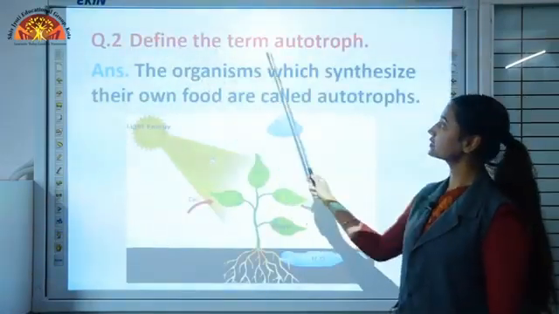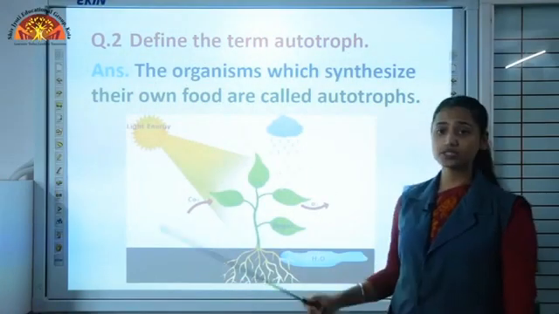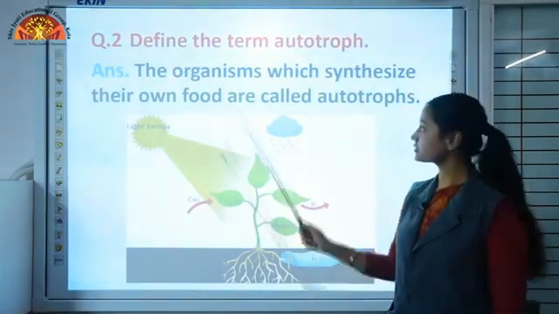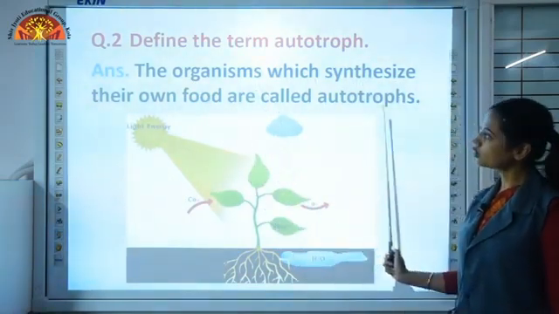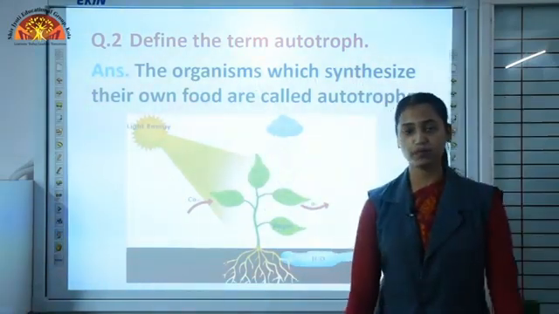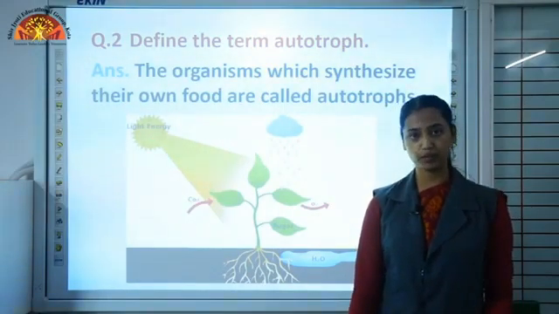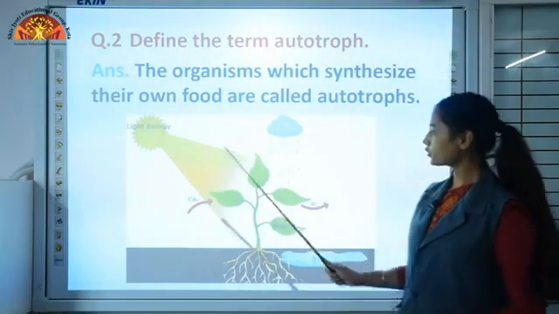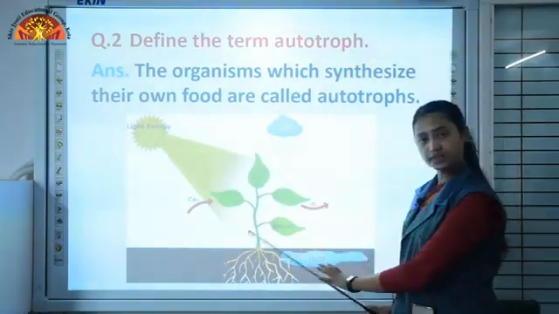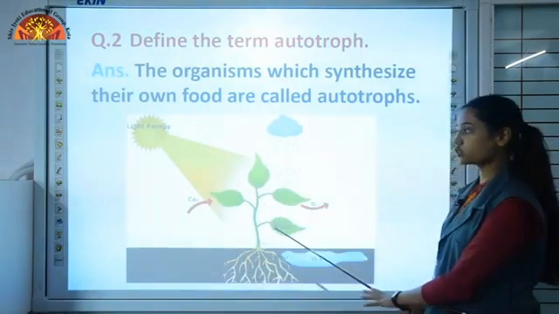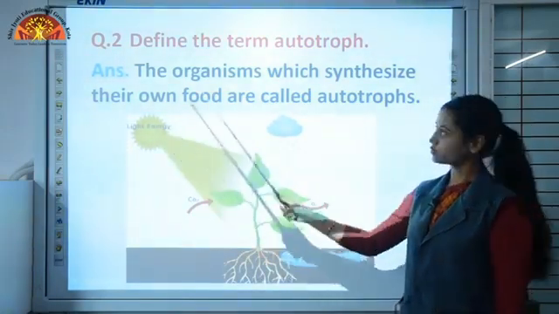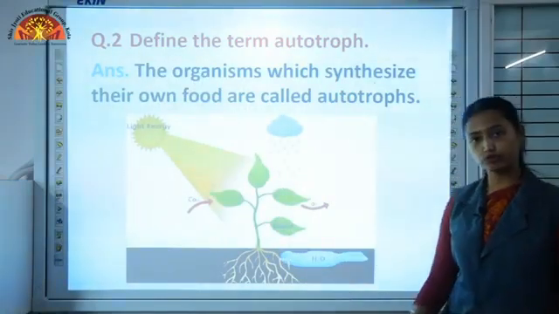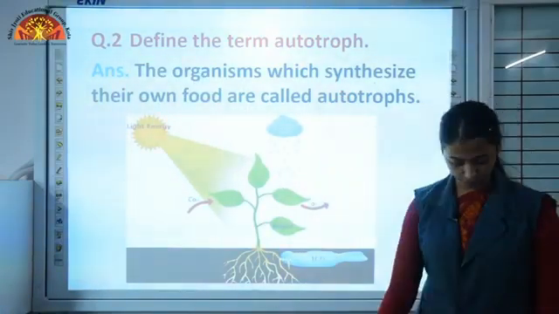Second, define the term autotroph. What are autotrophs? The organisms which synthesize their own food are called autotrophs. Now you will say, ma'am, we also prepare our own food, we can make our food in the kitchen, that means we are also autotrophs? No. Autotrophs, the very good example is plant. It is able to prepare its own food in the presence of sunlight. So the organism which makes its own food is known as autotroph.